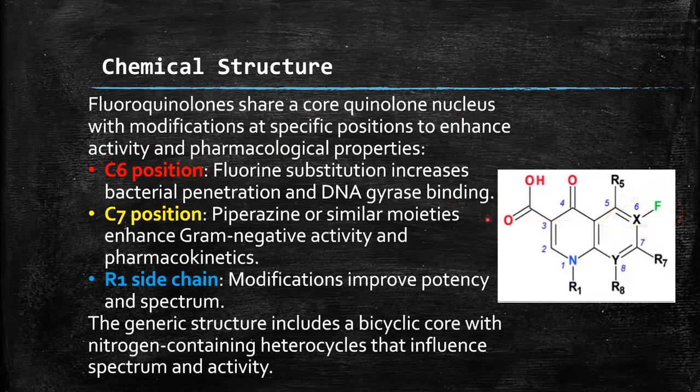This fluorine atom increases bacterial penetration and DNA gyrase binding, which we will discuss later. At the 7th position, you will see the addition of piperazine, which increases the activity against gram-positive bacteria. At the R1 side, you will see an increase in the spectrum of the fluoroquinolones. So basically, fluoroquinolones have a bicyclic core.